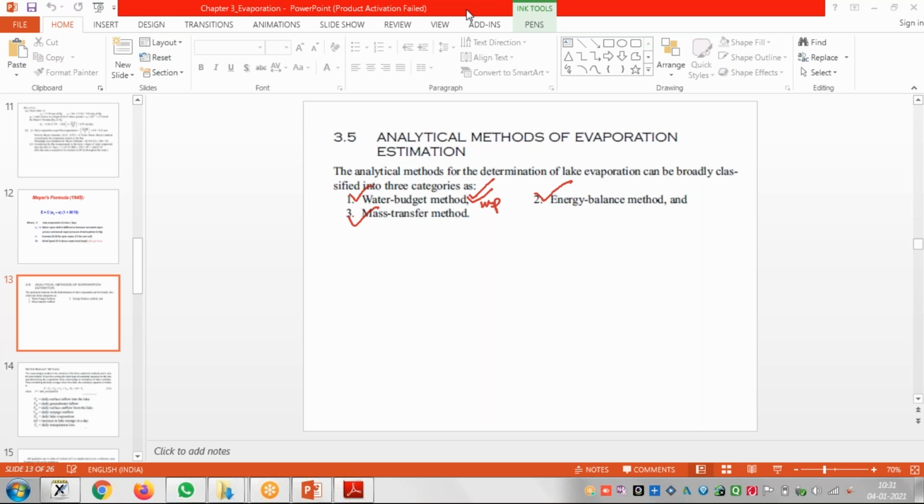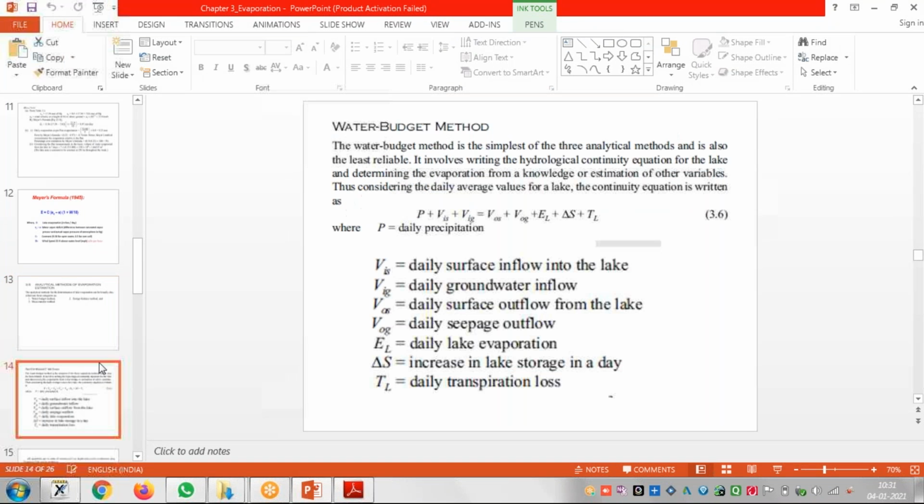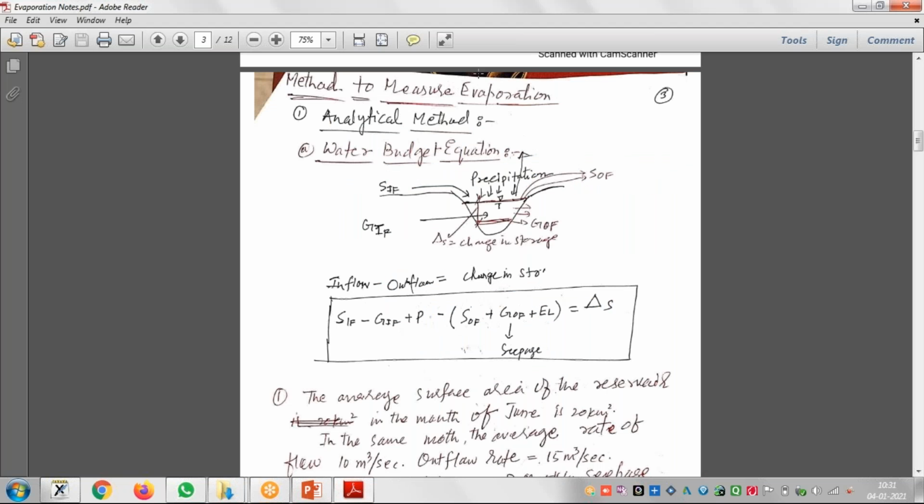So here, what is that actually? See here, this equation is given. This equation is almost the same as what we are looking at here. There is no difference. So here it will be very clear to understand. See, suppose this is the river, right? Within this river, some precipitation is occurring. This is precipitation.